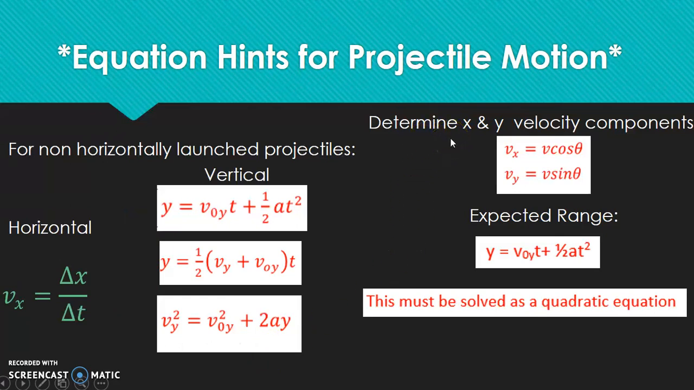Remember, when you are determining x and y velocity components, some of y'all struggle with this. You're going to use that cosine and sine to figure out that vertical and horizontal components. Vx is horizontal and Vy is vertical. Also, the expected range or distance of a projectile motion can be calculated by using the equation that you see, but remember that it has to be solved in a quadratic equation as well.